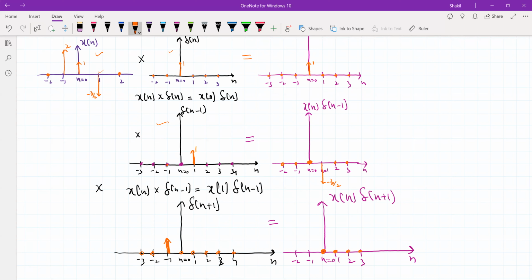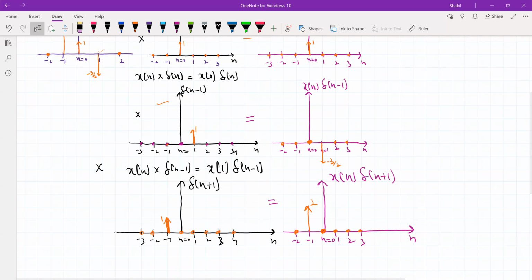And similarly, when we go for negative values, means when n is equal to -1, the value of delta n plus 1 is 1. And the value of x of n is 2. So this will be 1 multiplied by 2. 1 multiplied by 2 is 2. So that's this. Now when n is equal to -2, the value of delta n plus 1 is 0. The value of x of n is 0. So you can say these samples are 0. And the rest of the samples will again be 0. So what do we have from this?